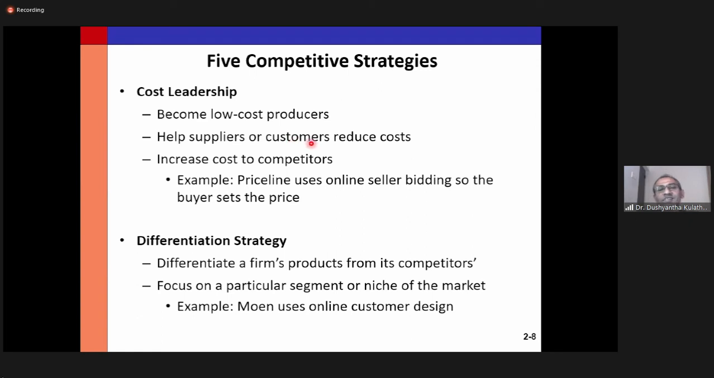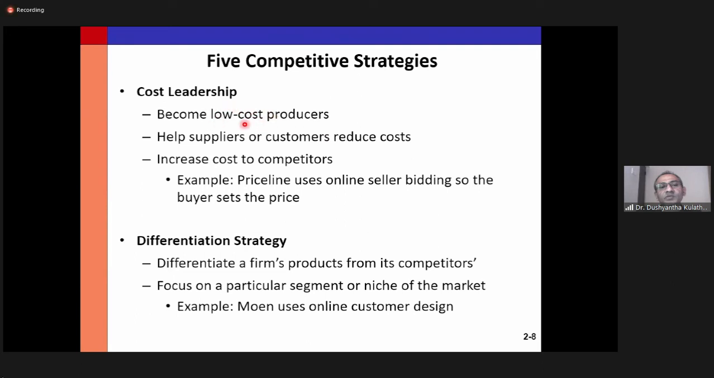That allows the customers to reduce cost. Okay, so this is where it applies. By asking the customer to set a price, the customer will always set a lower price, thereby you give the opportunity for the customers to reduce their costs. Okay, so these are the options you can think about.